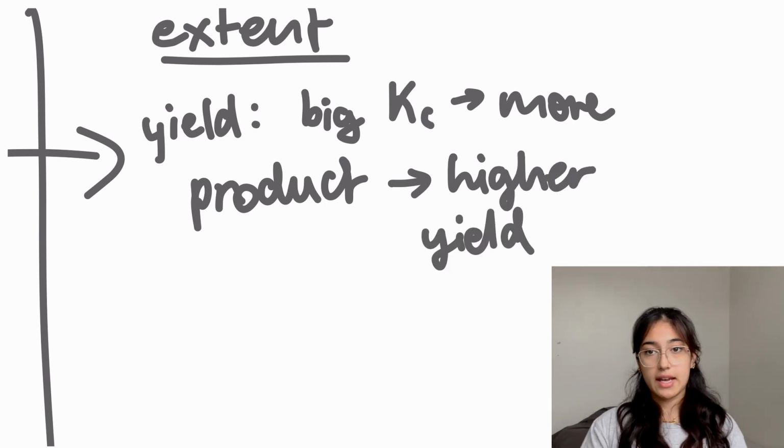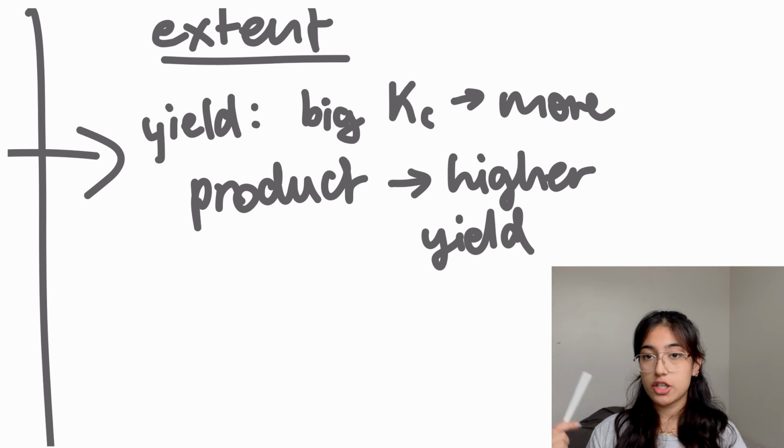So that's how you use Kc to predict the yield of a reaction. The higher your Kc is, the more the products are being favored, the more concentration of products you get, and the higher the yield would be. And if you have a Kc less than 1, then that would mean your reactants are being favored, so you have a bad yield or low yield.